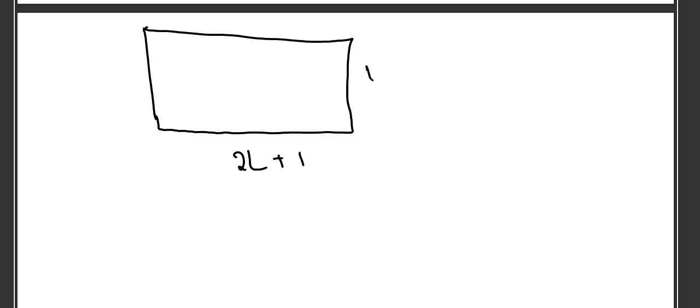2L plus 1. Then this is just L. Then the area, we know area is this part. So this is width, this side. So let's just say we are going to have L, then multiplying 2L plus 1.